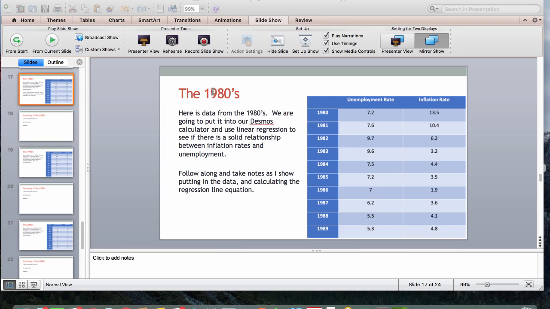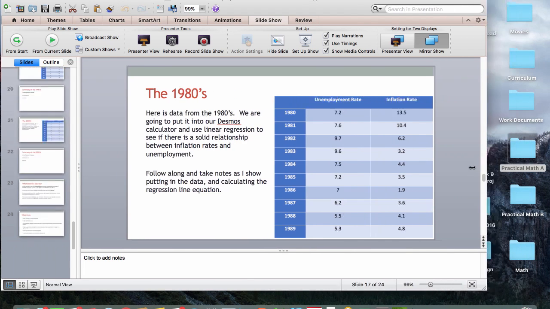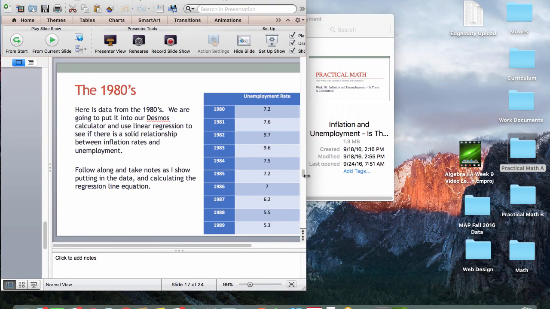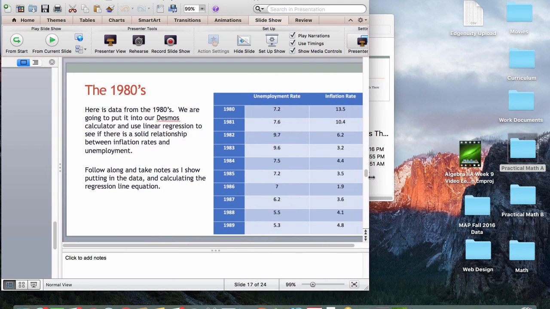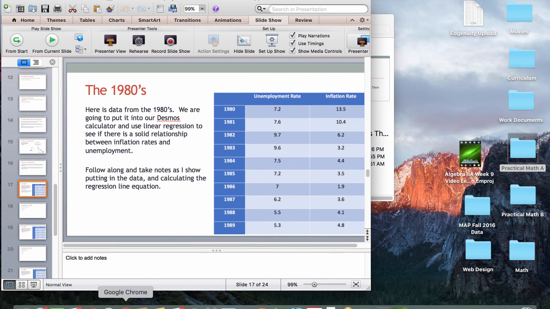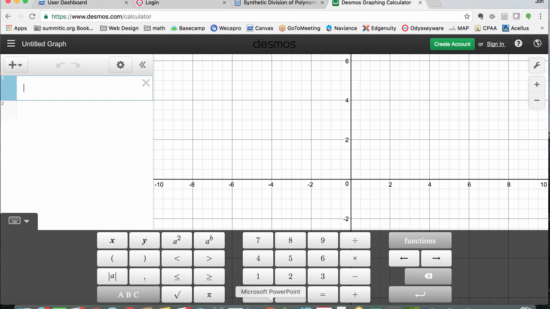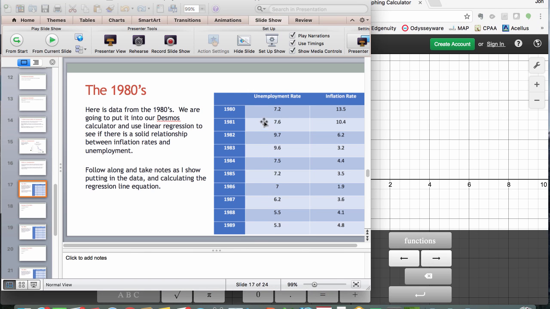So I'm going to close that down. I want to keep the graph open though because I need to see all the values. I'm going to have that there. I'm going to open up my Desmos calculator. Okay, so in my Desmos calculator, I need to put in this table of information. I need 1980 to 89. I need a column for the unemployment rate, and I need a column for the inflation rate. And I'm going to graph those.